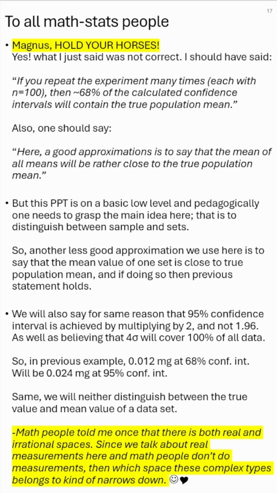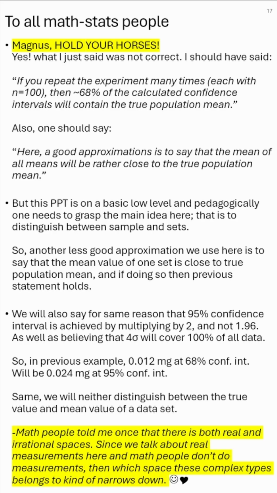And these main ideas are, for example, to distinguish between sample and sets. And another less good approximation that we will use here is to say that the mean value of one set is close to the true population mean. And if doing so, the previous statement holds. So we will also say for the same reason that the 95% confidence interval is achieved by multiplying by 2. In reality, it should be 1.96 that we multiply with. We will also believe that 4 sigma will cover 100% of the data.